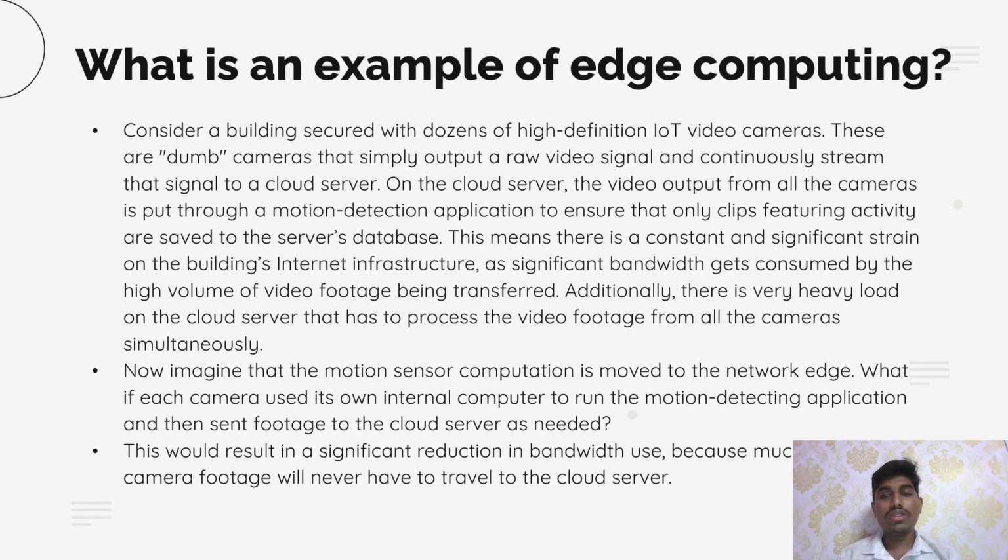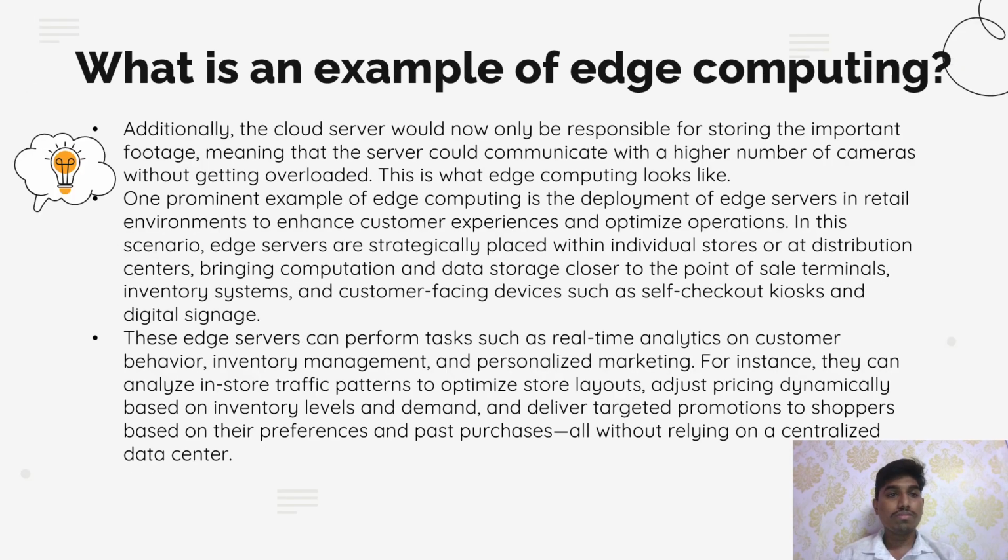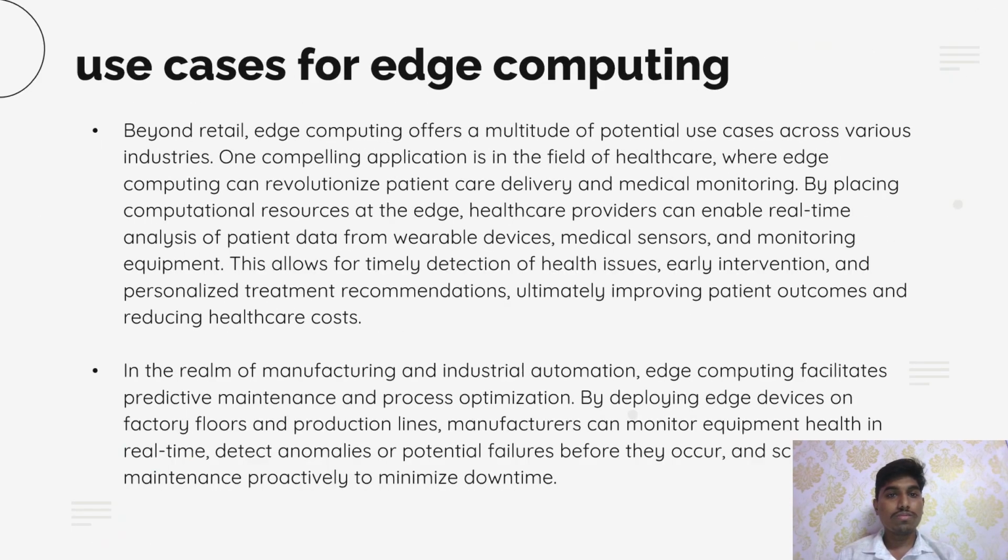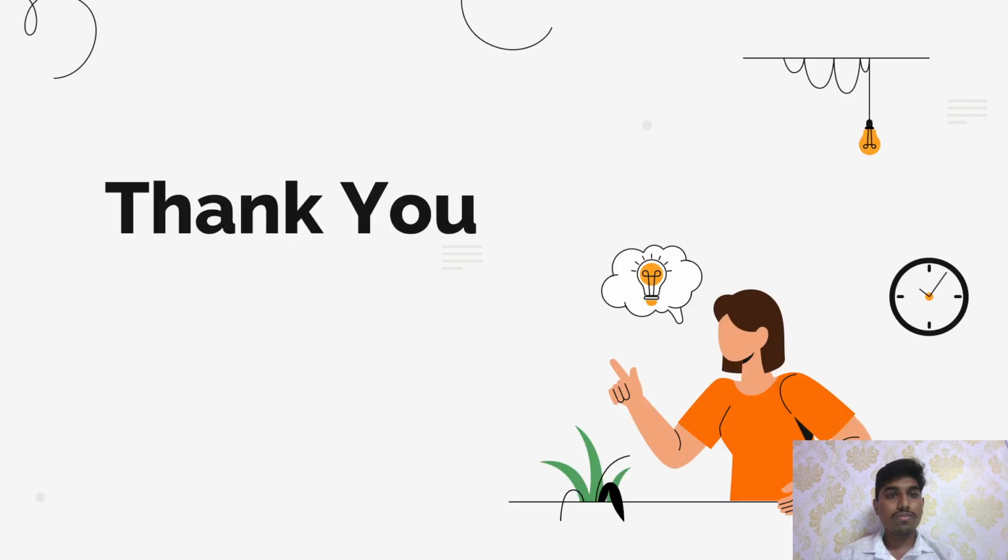This means there is a constant and significant strain on the building's internet infrastructure as significant bandwidth gets consumed by the high volume of video footage being transferred. Additionally, there is a very heavy load on the cloud server that has to process the video footage from all the cameras simultaneously.